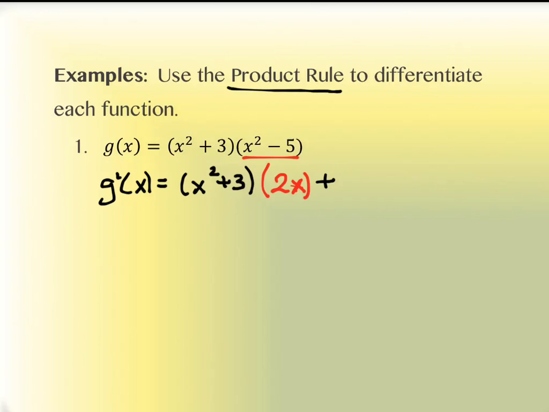Do it the opposite way. So now I'm going to take the first function, which was the x squared plus 3, and I'm going to take its derivative. What's the derivative of x squared plus 3? 2x again. And then what am I going to do? I'm going to multiply it by the original second function, x squared minus 5.